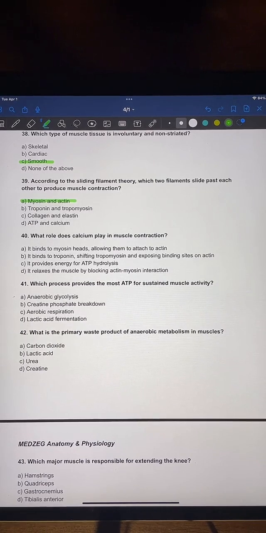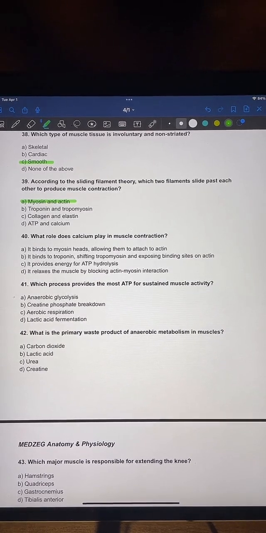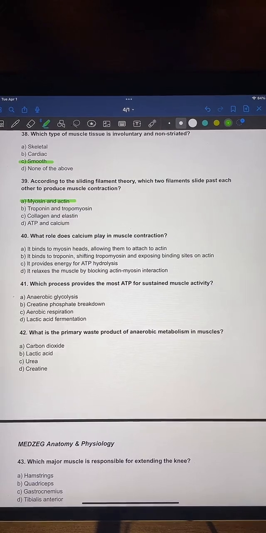These questions are similar to what's on the HESI and TEAS. They're not exact. I don't have the exact questions, but they are questions similar to other exams that I have seen.